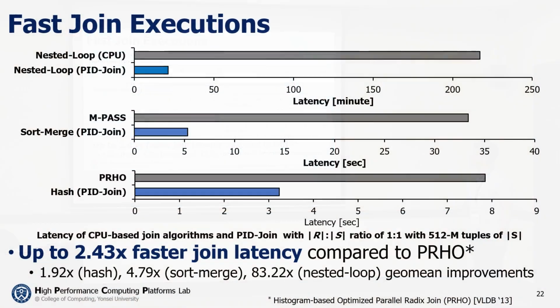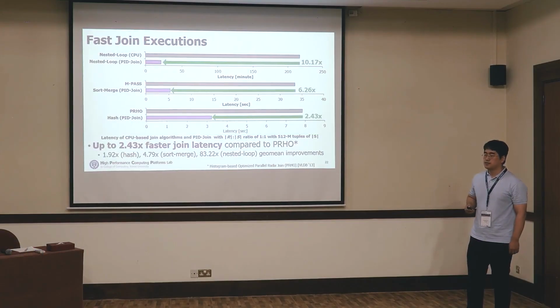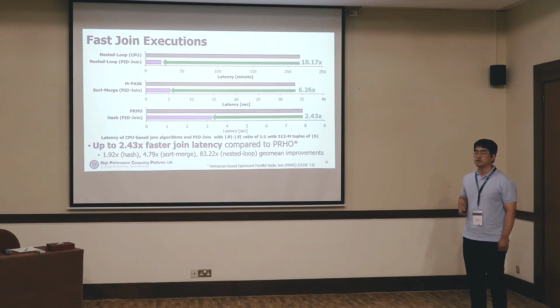With respect to latency, we show the speedup for the sort-merge join and the hash join compared to the CPU-based join algorithms. Especially for the hash join, we show up to 2.43 times faster join latency compared to PRHO, which is a CPU-based join algorithm, also called histogram-optimized parallel radix join. And I can say that this can be achieved by applying the data transfer optimization techniques.